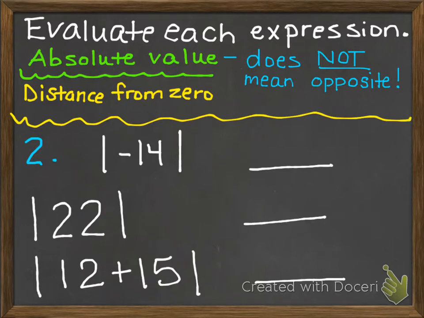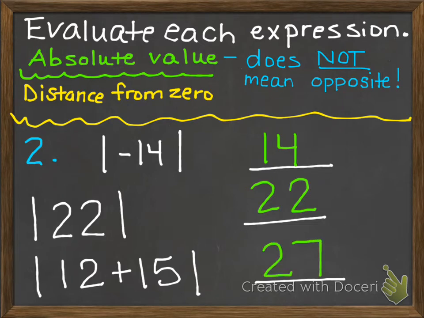As you can see, I've written 3 problems here for number 2, and I'm asking you here for the absolute value of negative 14. The absolute value of negative 14 is just going to be 14, because if you place that on a number line, it would be 14 spaces from the 0. The absolute value of 22 would still just be 22, because even though it's on the positive side of the number line, it's still only 22 spaces. Now when you have 12 plus 15, you end up with 27, and the absolute value of 27, again, is still just 27.